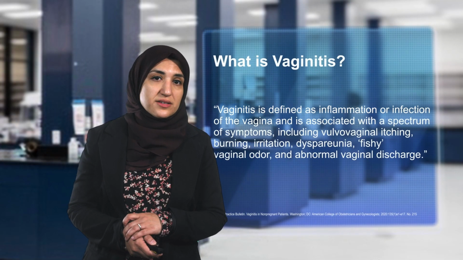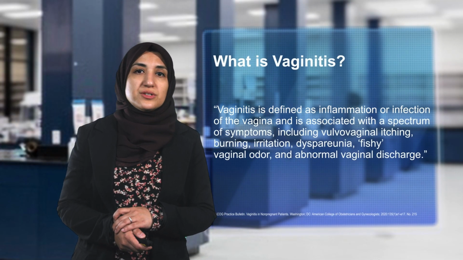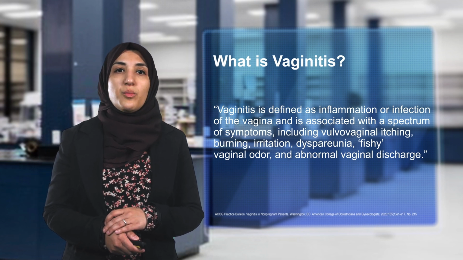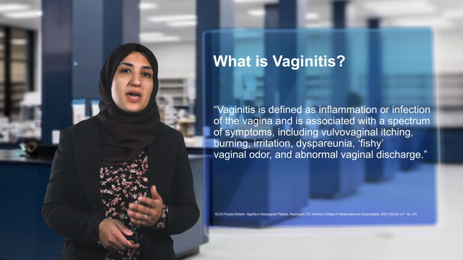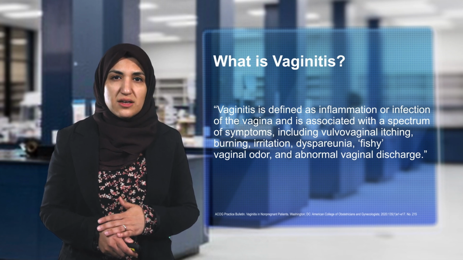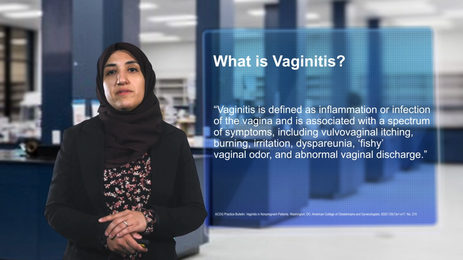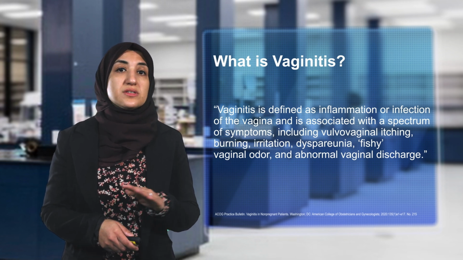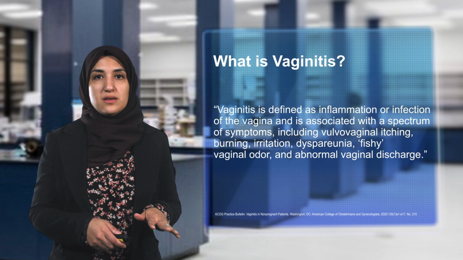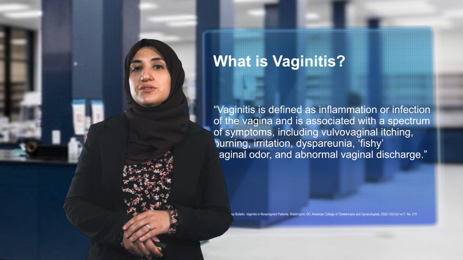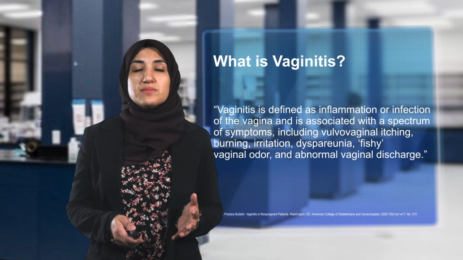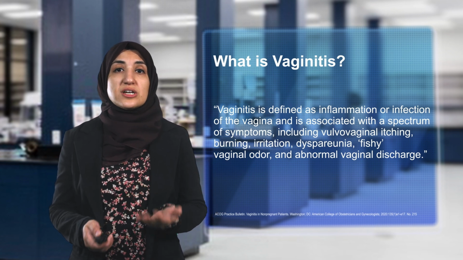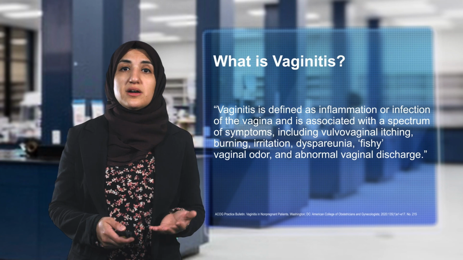So what is vaginitis? It is an inflammation or infection of the vagina. It is associated with a wide variety of symptoms, including itching, burning, irritation, a bad odor, and abnormal vaginal discharge. Someone with vaginitis may have some or all of these symptoms. The challenge of diagnosing vaginitis is that these symptoms may overlap with other conditions as well, such as sexually transmitted infections with chlamydia and gonorrhea.